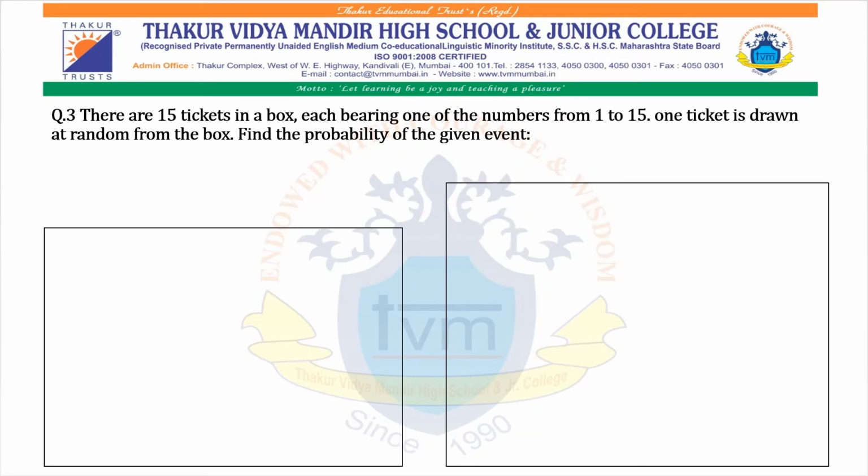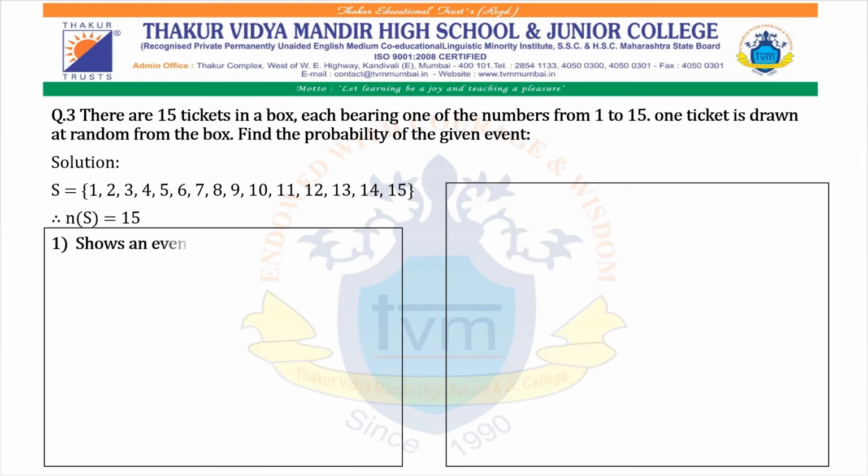Question 3. There are 15 tickets in a box, each bearing one of the numbers from 1 to 15. One ticket is drawn at random from the box. Find the probability of the given event. Here S is equal to 1, 2, 3, 4, 5, 6, 7, 8, 9, 10, 11, 12, 13, 14, 15. Therefore, n of S is equal to 15.